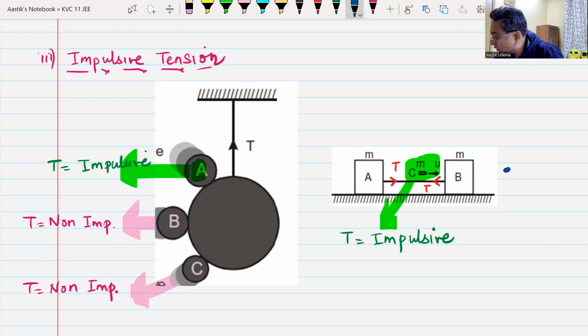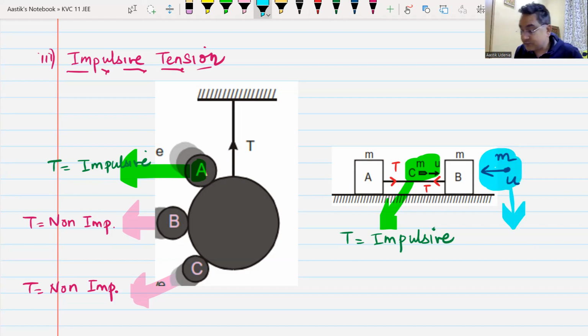In this blue case, a bullet strikes like this. Is the tension impulsive or non-impulsive? Non-impulsive, sir. Yes, because this tension cannot stop it. Tension cannot push, tension can only pull. So if the bullet strikes from the other side, nothing will happen. It will just move. So in this case, tension is non-impulsive.